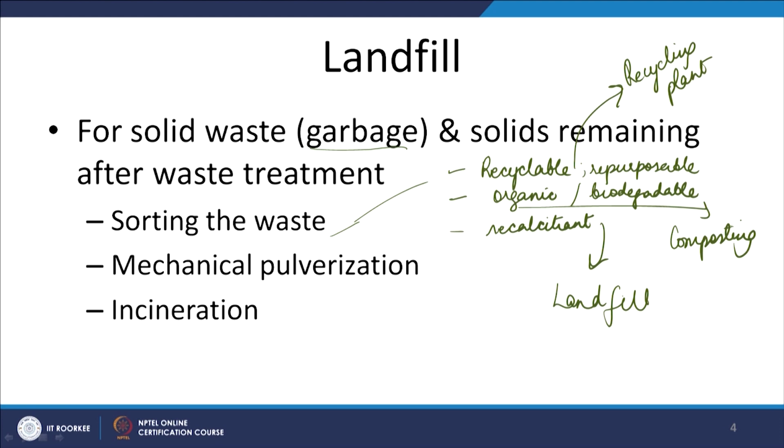After sorting the waste, the recalcitrant material can undergo mechanical pulverization to reduce the size of solid waste. For example, let's say I have a 1 gallon or 2 gallon milk can. This is the size of my milk can. It's needlessly occupying more volume than its actual solid material. Basically this is just a thin can. So if it undergoes mechanical pulverization, it will occupy much less volume. This is a very important step.